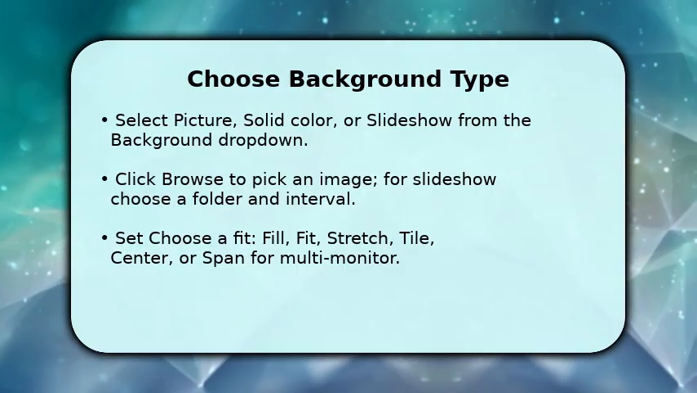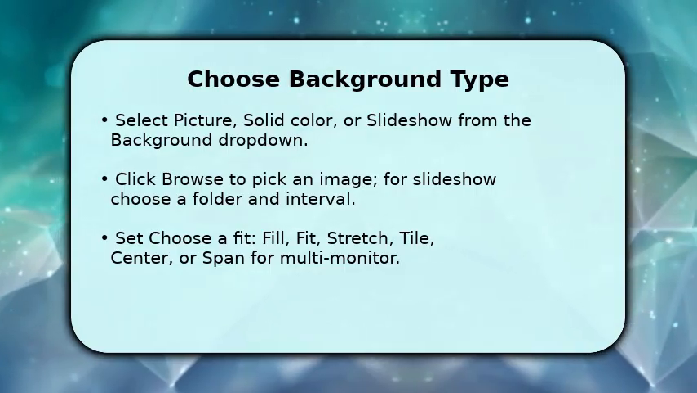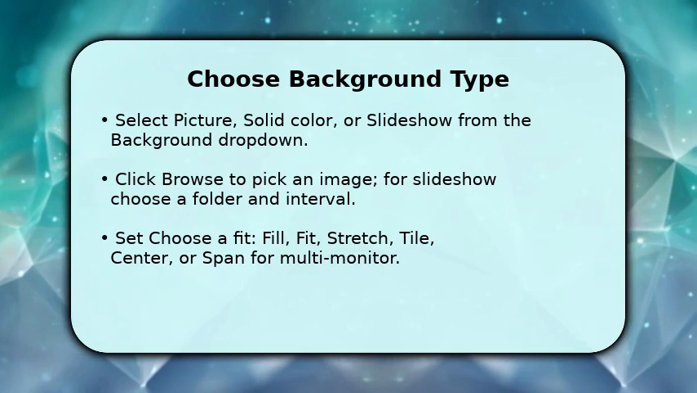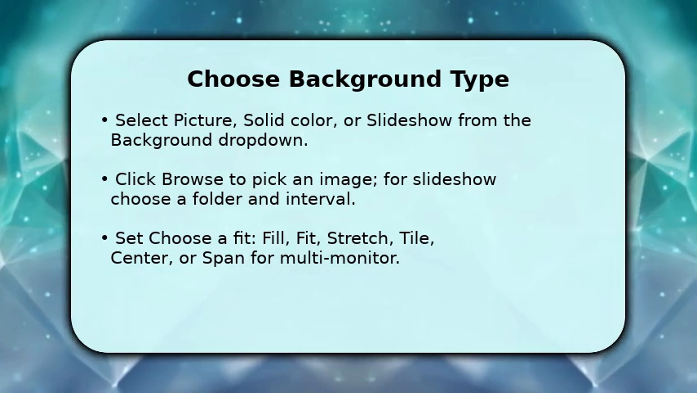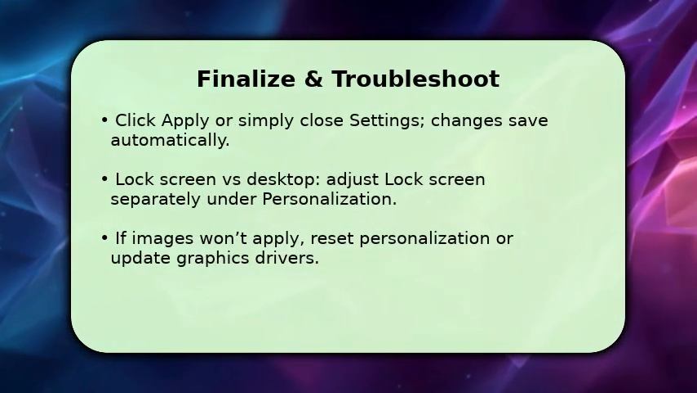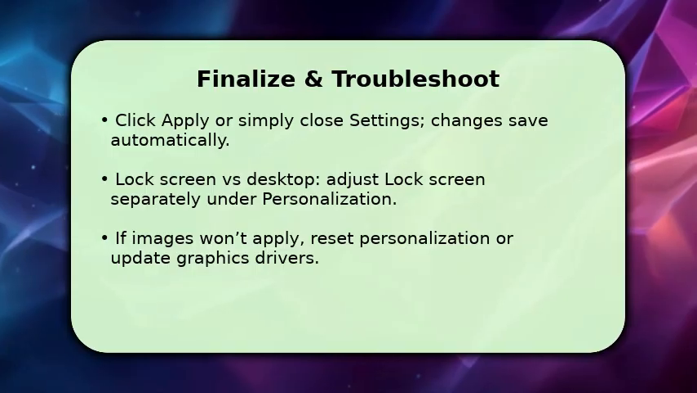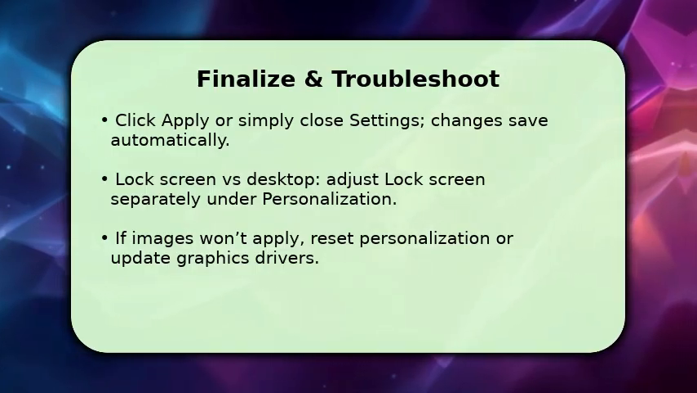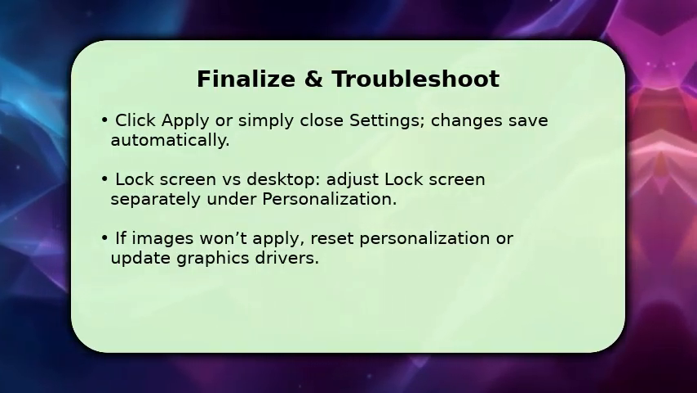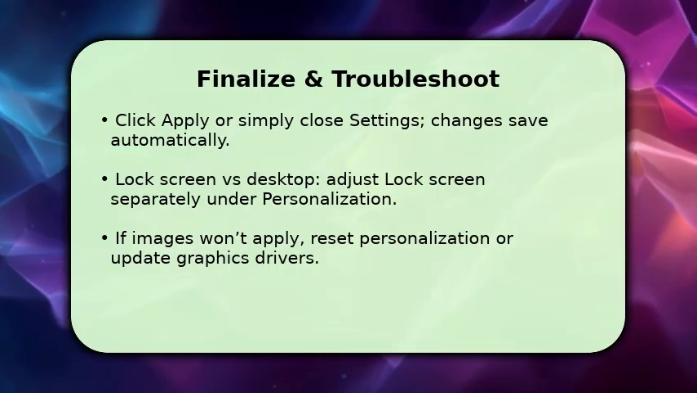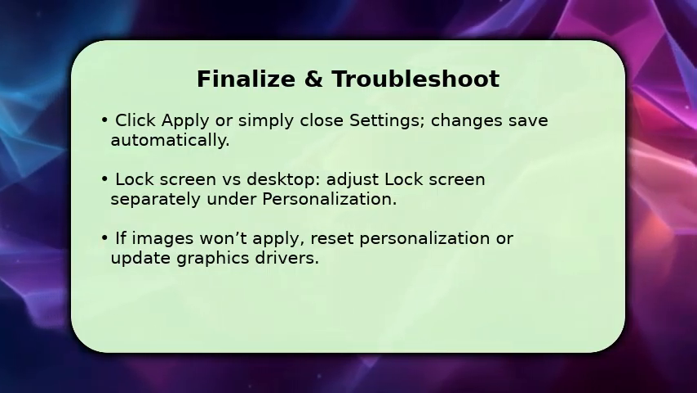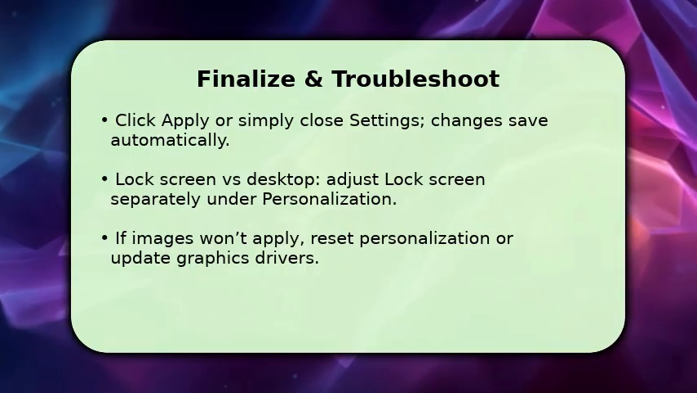Once you confirm the selection, Windows shows a preview, so you can refine fit and folder choices before you finish by confirming the preview looks right. Settings autosave so you can close the window. If you want the same image on the lock screen, go to Lock Screen under Personalization and set that independently. For multi-monitor setups, revisit Choose a Fit and Span options to align images.